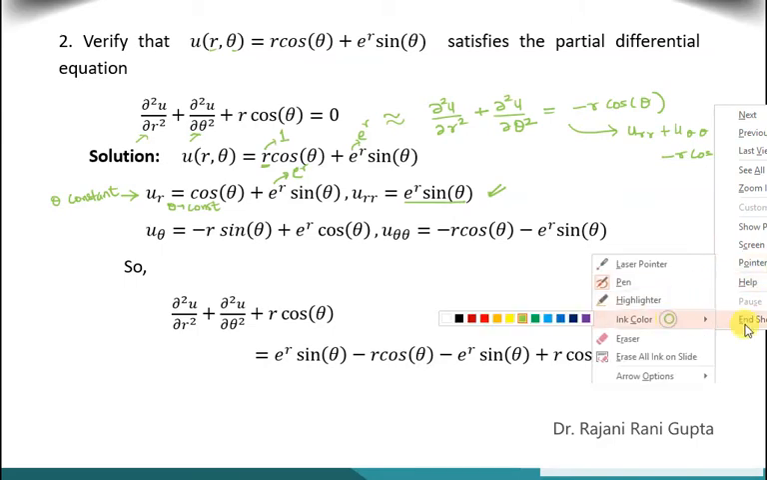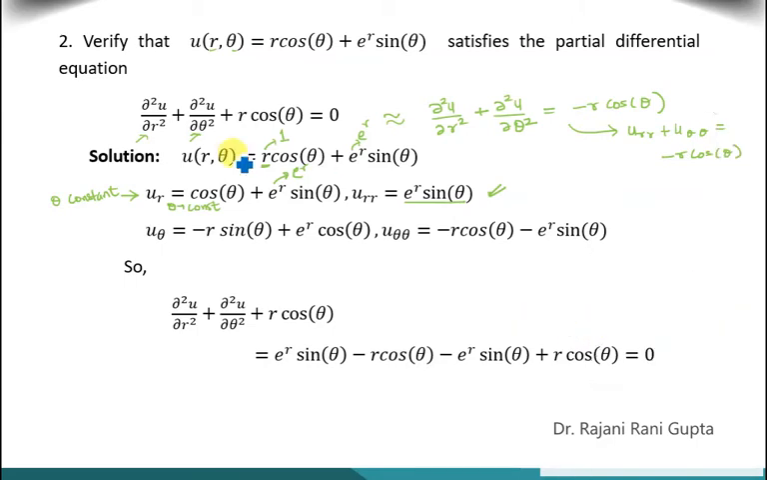Fine. Now we differentiate with respect to theta by considering r as a constant. So when it is about u theta, it's minus r sine theta. Why? Because when you are differentiating with respect to theta, you have to differentiate cosine of theta. Derivative of cos theta is minus sine theta.